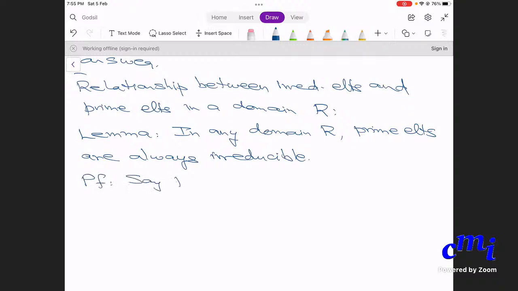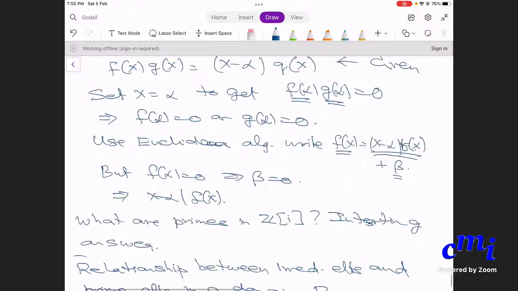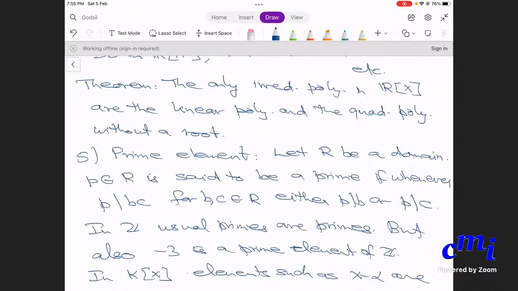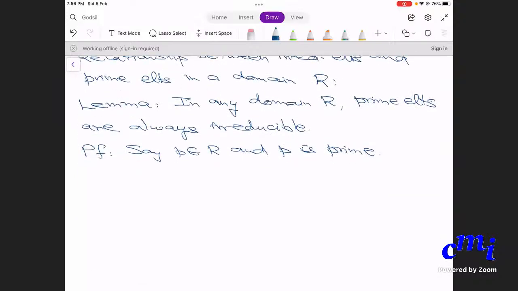So say P is in R and P is prime. One second, let me go back slightly and see what the definition is. I said P in R is said to be a prime if whenever something happens. Again, I should say P is non-zero, non-unit. I should have said that P is not equal to 0, P not a unit. Both primes and irreducible elements should be non-zero, non-unit, right? They should not be 0 and they should not be units, and then this property. Okay, so let P be in R and P is a prime. We want to show that P is irreducible.